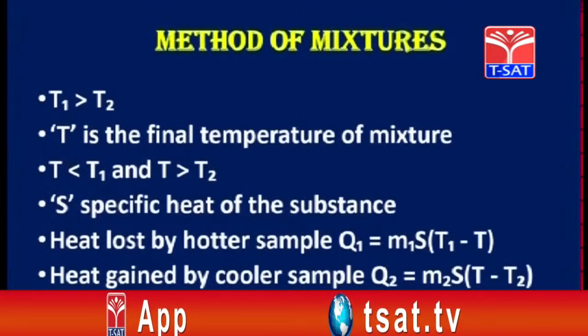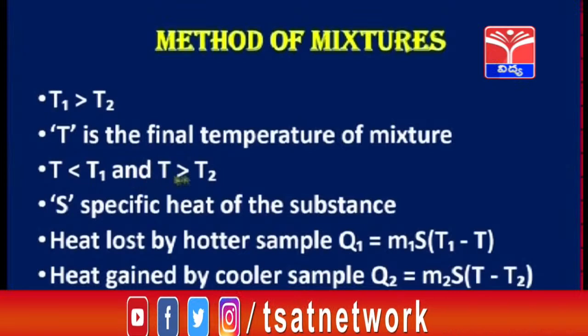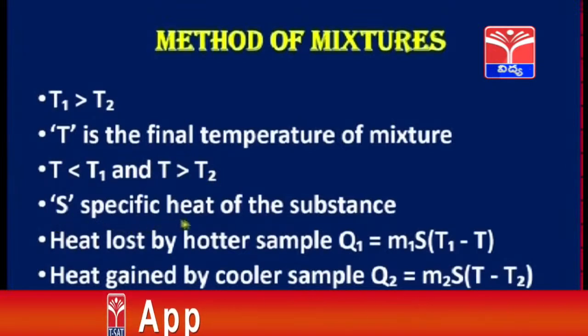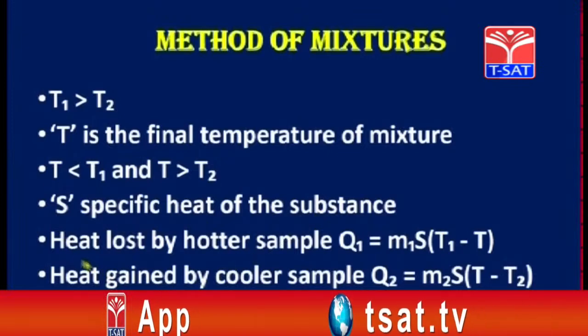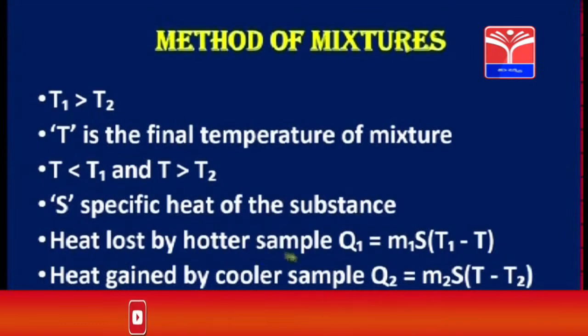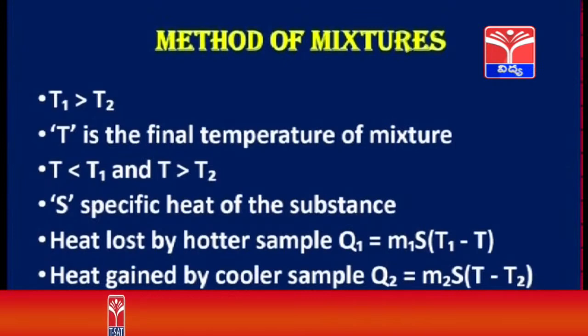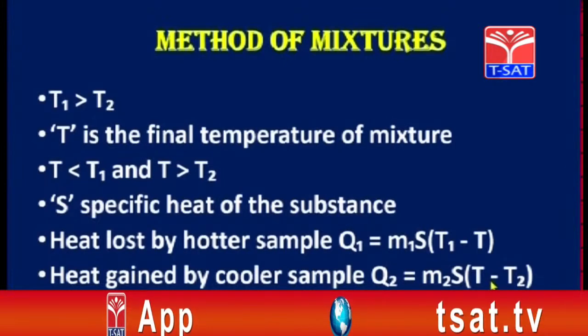And how is this T going to be, children? It will be in between T1 and T2, yes or no? It will be in between T1 and T2, such that T will be less than T1 and T will be greater than T2. Let us say S is the specific heat of the substance. So, here what is happening, children, in the mixture? Heat lost by the hotter sample, Q1, is equal to M1 S into (T1 minus T). Heat gained by the cooler sample, Q2, is equal to M2 S into (T minus T2).